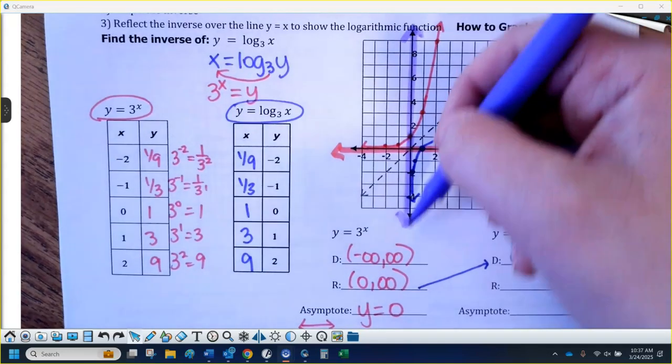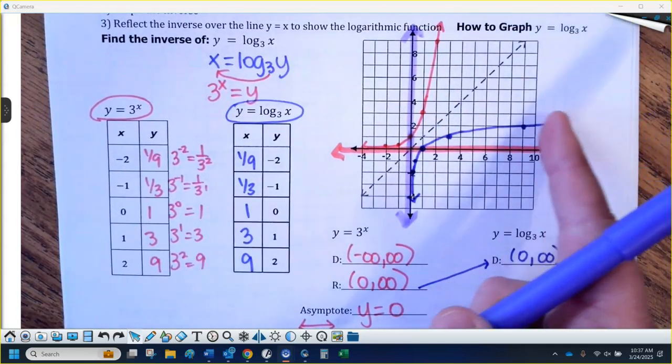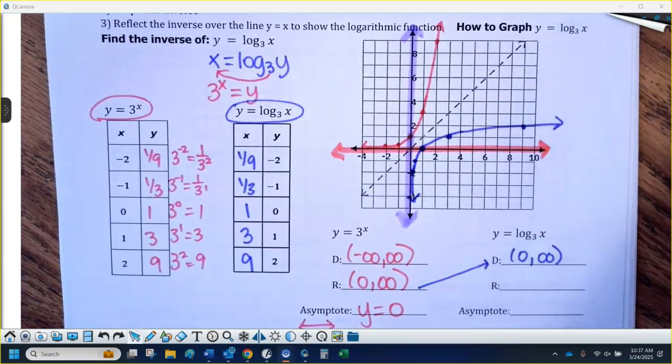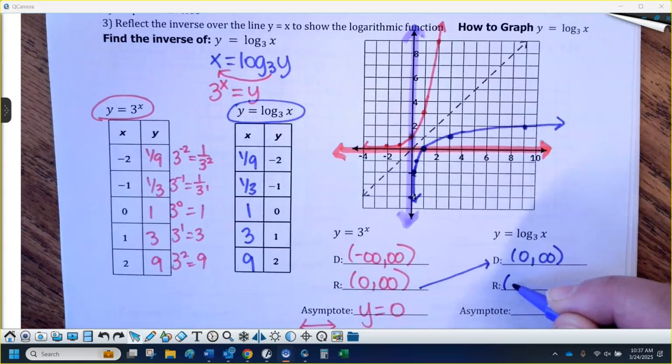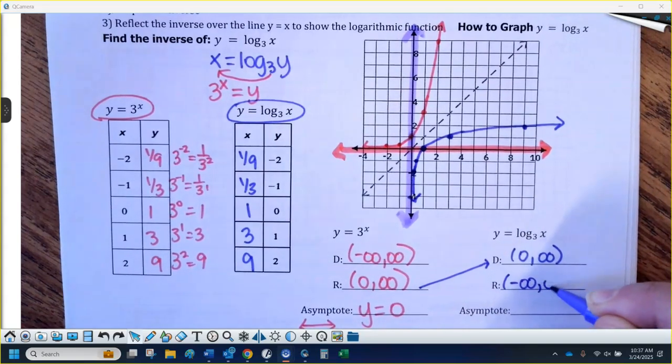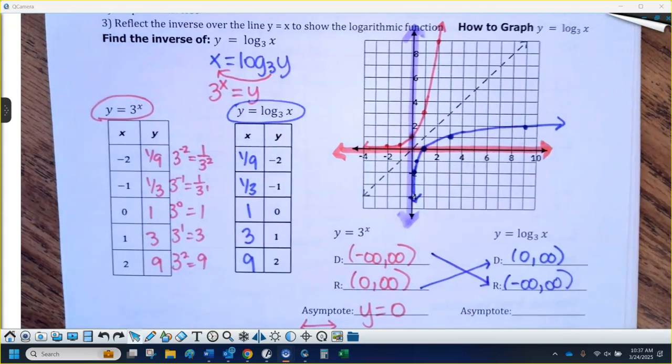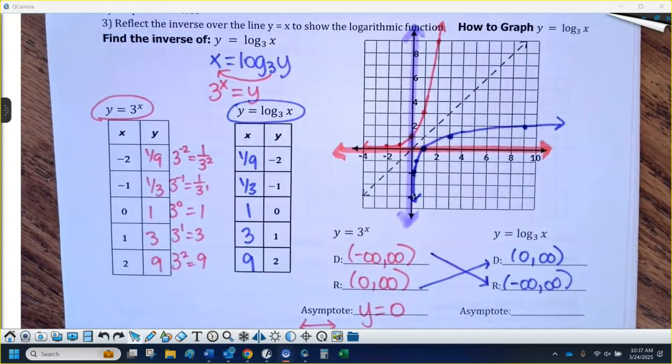So this guy, clearly, that goes down forever. This is going to the side, and it looks like it kind of levels out, but gradually this would go up forever eventually. So the range for any log function should be negative infinity to infinity. And again, it should just be flipped over. The range of the original is the domain of the inverse. The domain of the original is the range of the inverse.